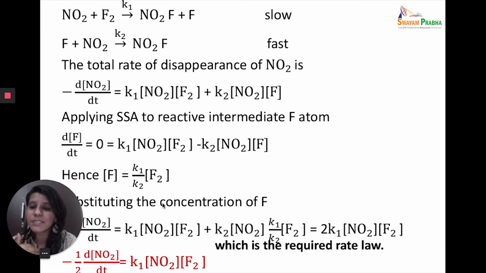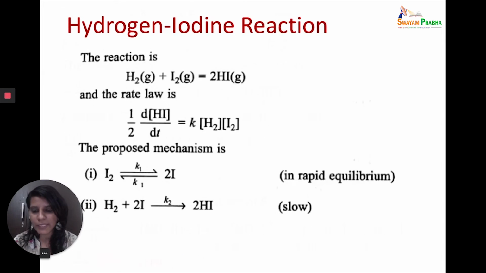This can then be substituted into the total rate of disappearance of NO2 instead of the concentration of F. If I substitute this, I get 2 K1 [NO2][F2], which is the same as the rate law that we had been expecting from the experimental rate law, or the slow step rate law. So that is how we can solve a mechanism.